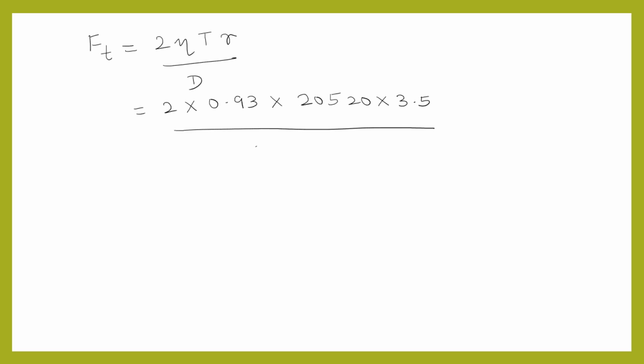We have the tractive effort Ft equal to 2 neta T gamma by D, that is equal to 2 into 0.93 into torque value, that is 20,520 into gamma, that is 3.5 by 0.915. So we get it as 145,994.75 newtons.